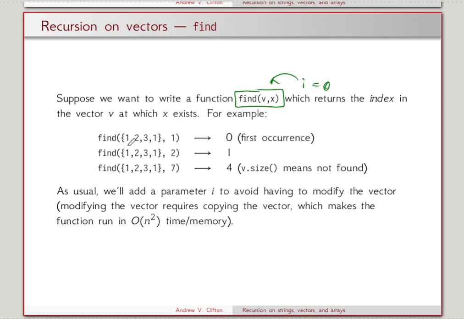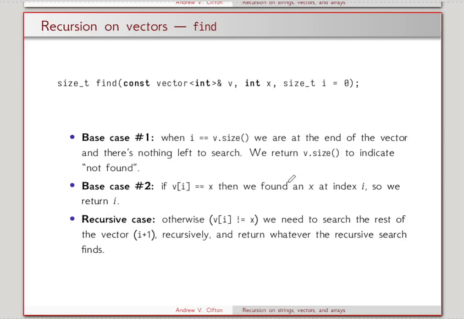So if we do a find for 1, this is the thing we're looking for, the first occurrence is at index 0, so that returns 0. If we do a find for 2, there's only one 2 in here, so that's going to return index 1. And then if we do a find for something that does not exist, it returns the size of the vector, which means it's not found. It doesn't exist in there.